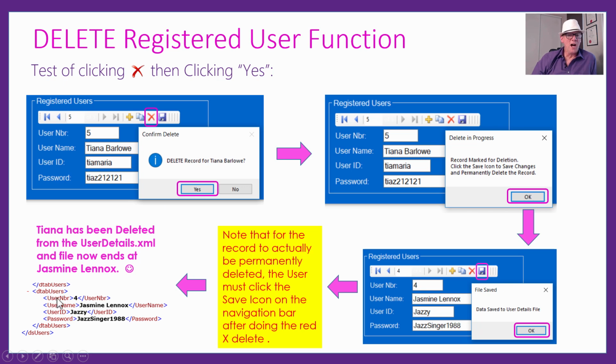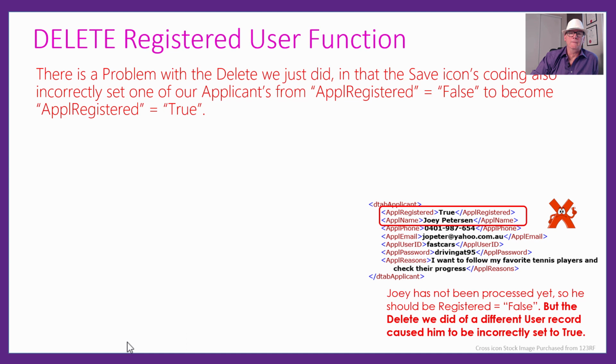If you look at the file, we didn't have room to put it all here, but this is the bottom of the file where it ends, and Jasmine's the last user in there. Tiana, who was the last user at position number 5, record 5, is now gone. So the delete worked fine. That's all good. Our first part of the processing is finished, but we've still got a few more things to do with the delete processing. It's not nearly as straightforward as the save processing.